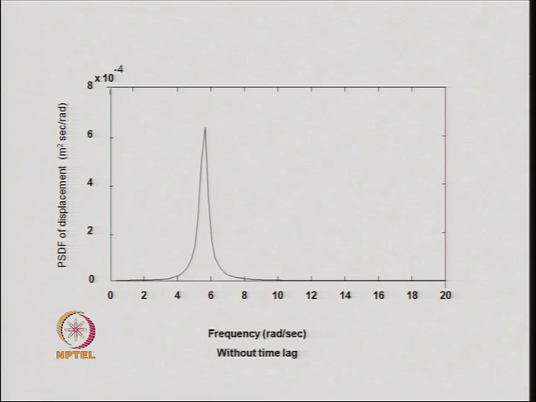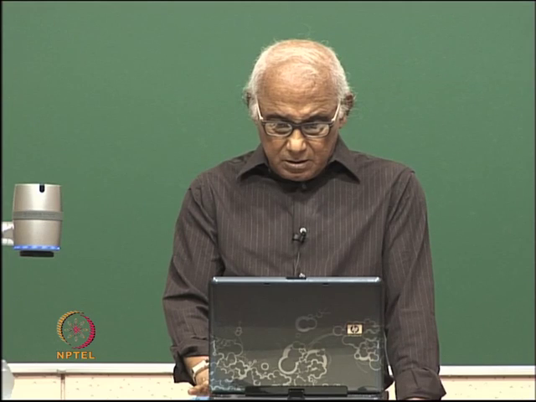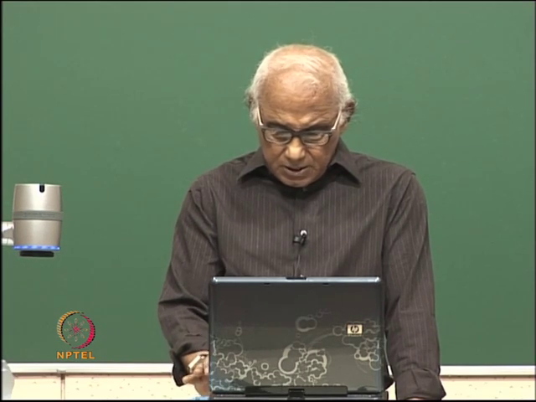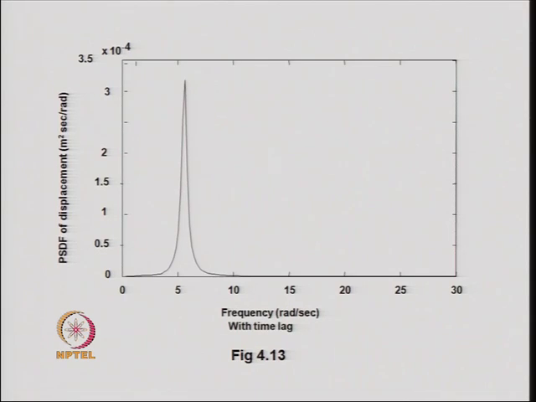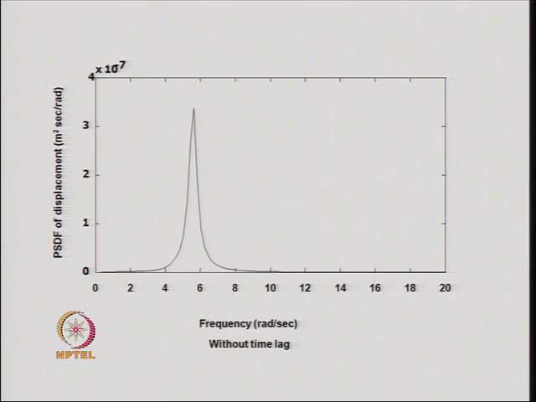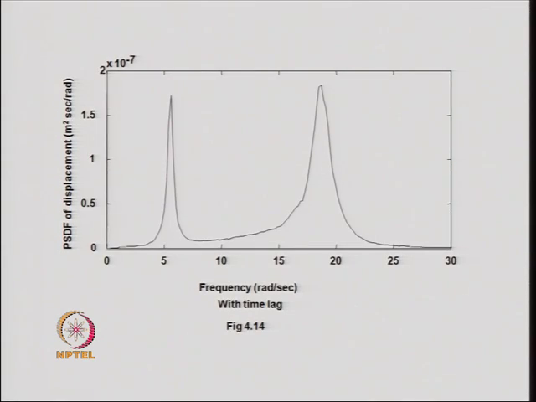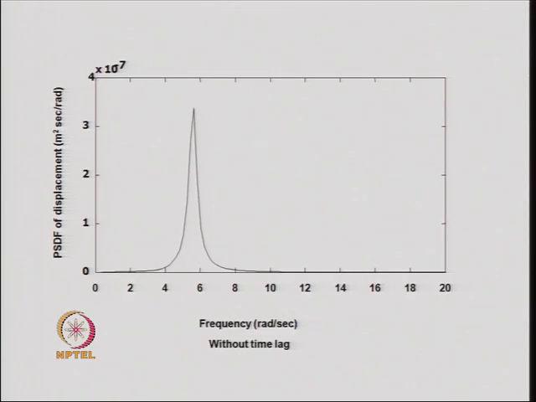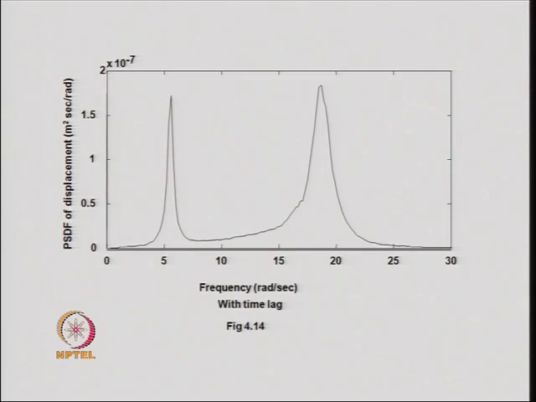The power spectral density function matrices are shown over here, and one can see that the frequency at which it is peaking is nearly equal to the first frequency of the system. Now here the power spectral density functions differ a little bit for the case with time lag and without time lag, and that is shown over here. This is with time lag, and for without time lag there was only one peak, whereas with time lag there are two peaks in the power spectral density function.